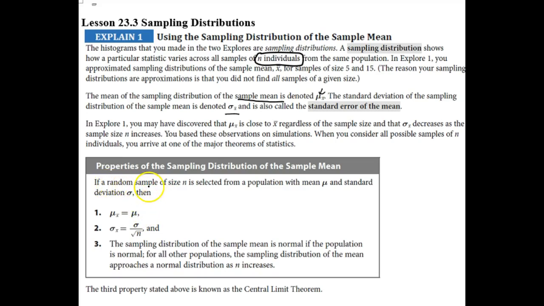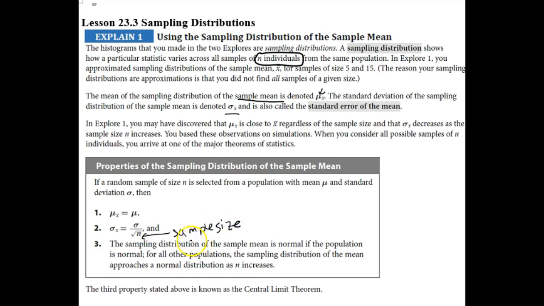It says if a random sample of size n is selected from a population with a mean and standard deviation, then the mean of the sampling distribution is equal to the population mean. The standard error can be found by dividing our standard deviation by the square root of our sample size. So remember, n is the sample size of our group.